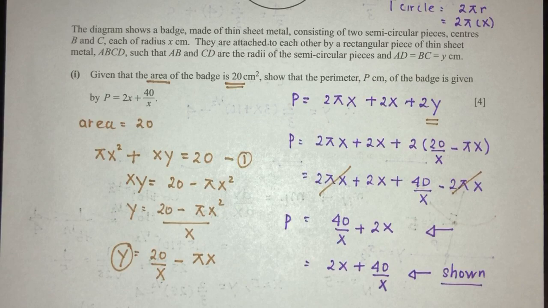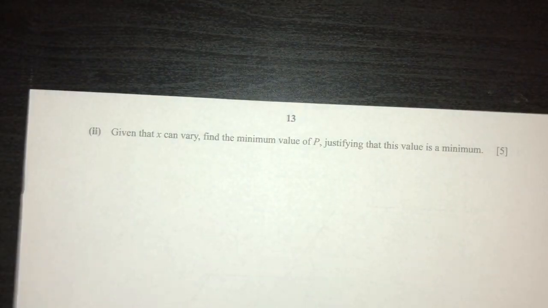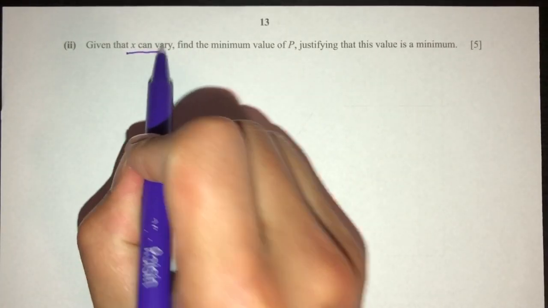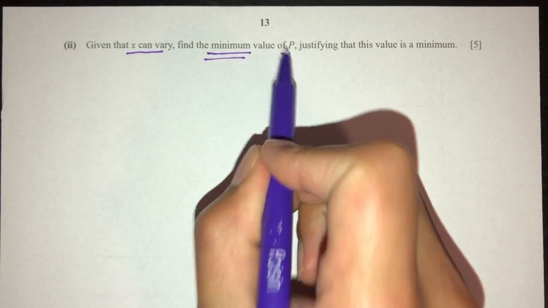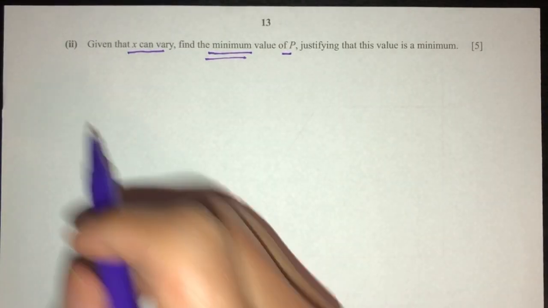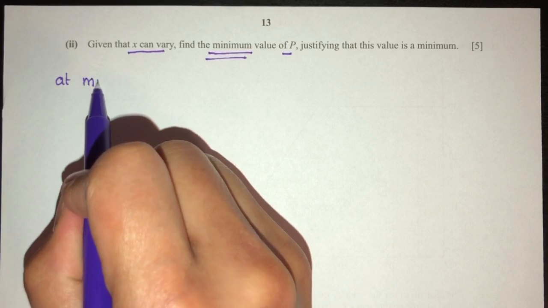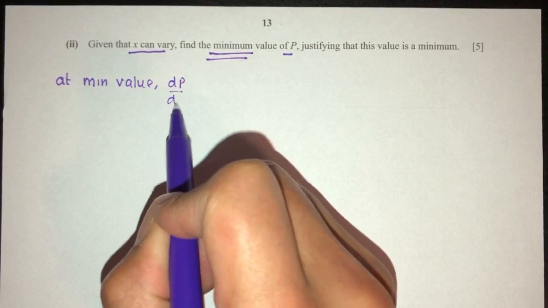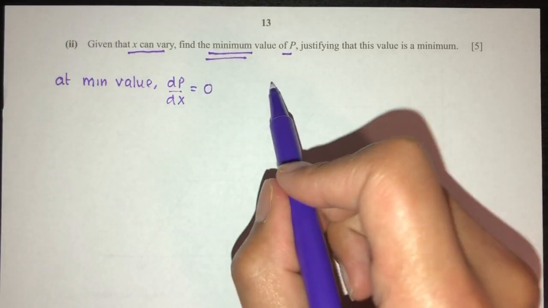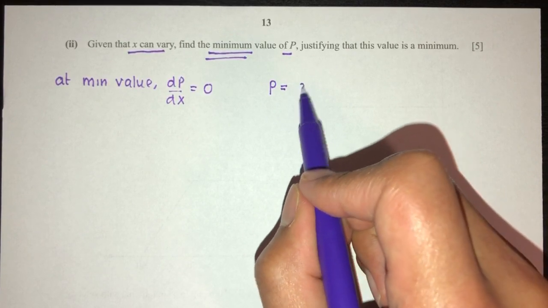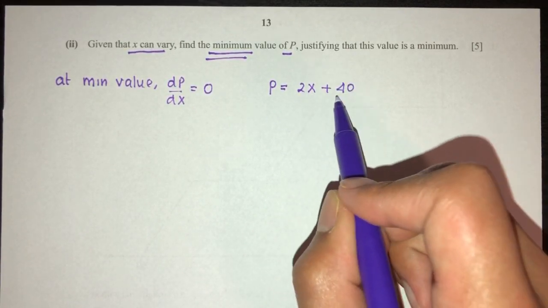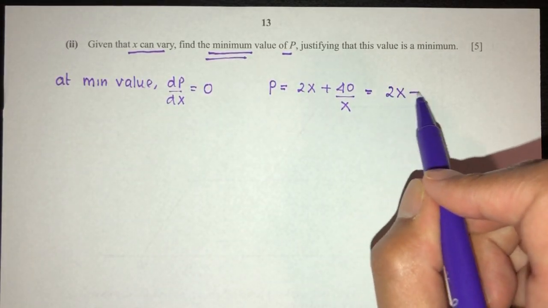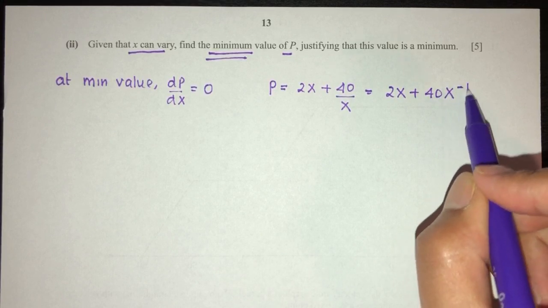That is for part 1 of the question. Now let's move on to part 2. Given that x can vary, find the minimum value of P. You guys must know this by now. Let's write this down. At minimum value, we know that dP by dx has to equal 0. Now P has been given to us as 2x plus 40 over x. To help you find this, we rewrite this as 2x plus 40 x power minus 1.